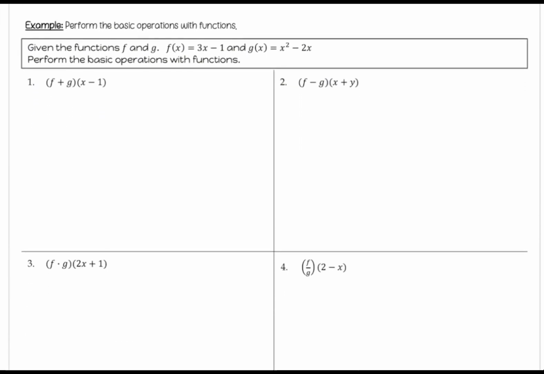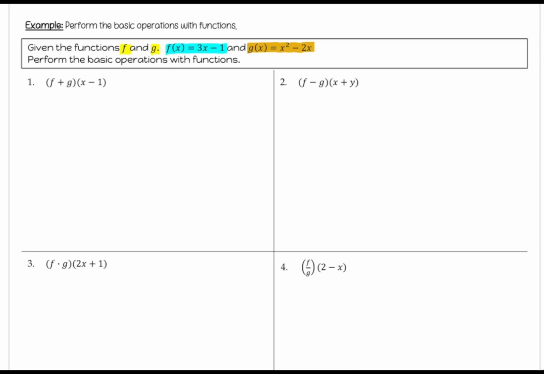Let's take a look at our example. So perform the basic operations with functions. We have been given two functions, f and g. F of x is 3x minus 1, and g of x is x squared minus 2x. We have a mixture of operations we want to perform and different inputs.